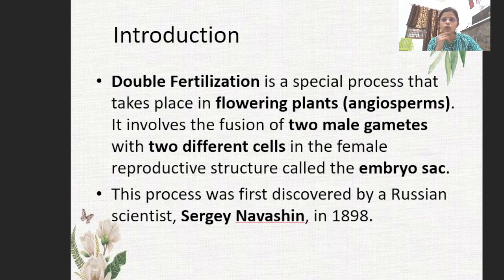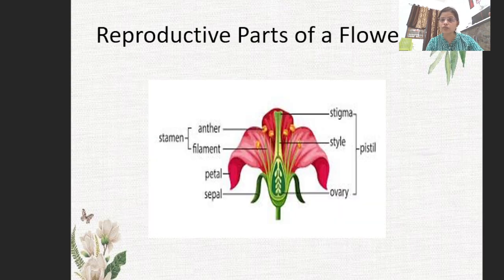Before diving into the detailed process of double fertilization, we need to understand the reproductive parts of the flower. The flower you are seeing right now is a bisexual flower. In a bisexual flower, the male and the female reproductive parts are present on the same plant. The male reproductive part, which we call stamen, consists broadly of two parts: the swollen distal part, which we call anther, which is the fertile part, and the sterile, thread-like part, which is called filament.